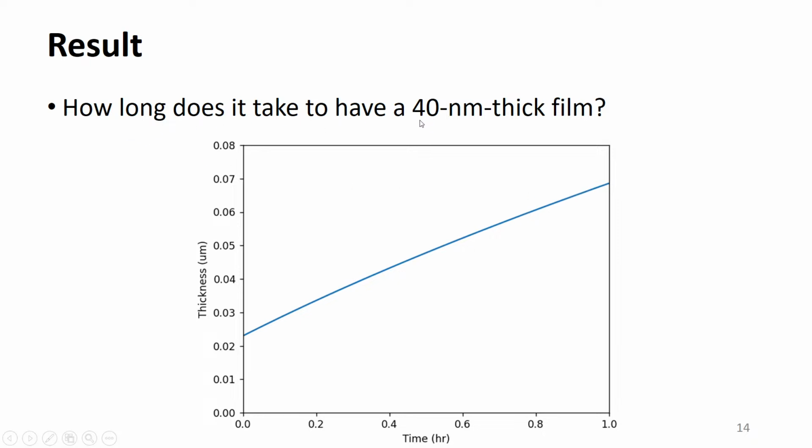If we wanted to have just a 40 nanometer thick film, then how long should we run this oxidation process? 40 nanometer corresponds to 0.04 micrometer, and you can find that this corresponds to this number. This is approximately just 20 minutes. Okay, so starting from about a 23 nanometer thick film, then just run it for 20 minutes, then we will have a 40 nanometer thick film.